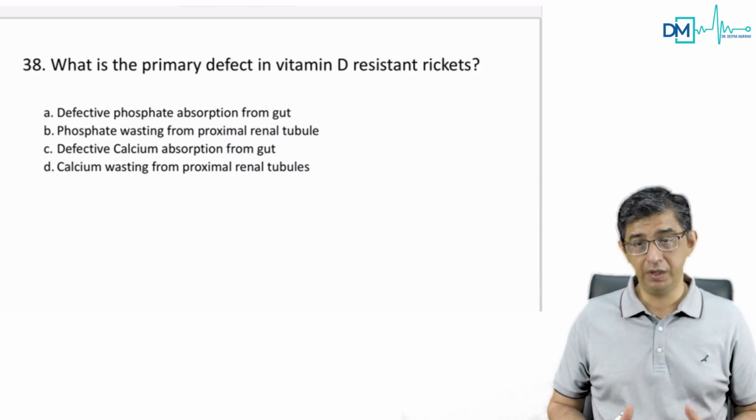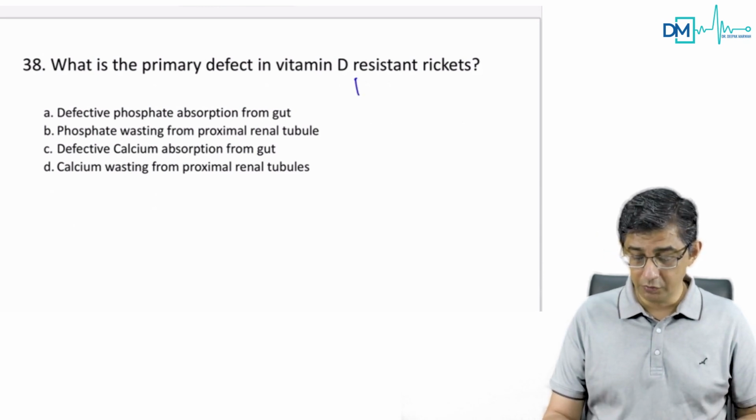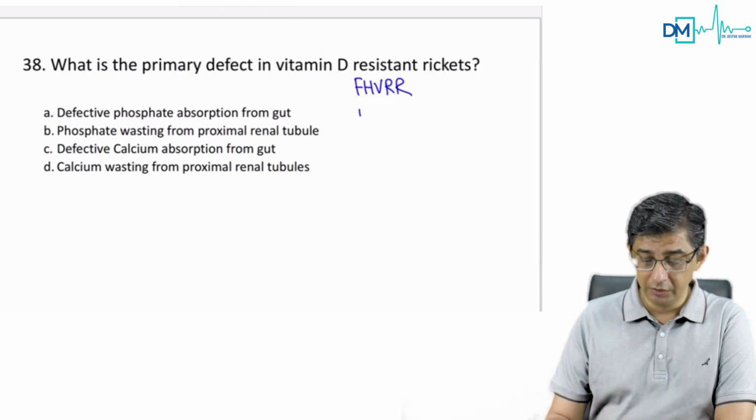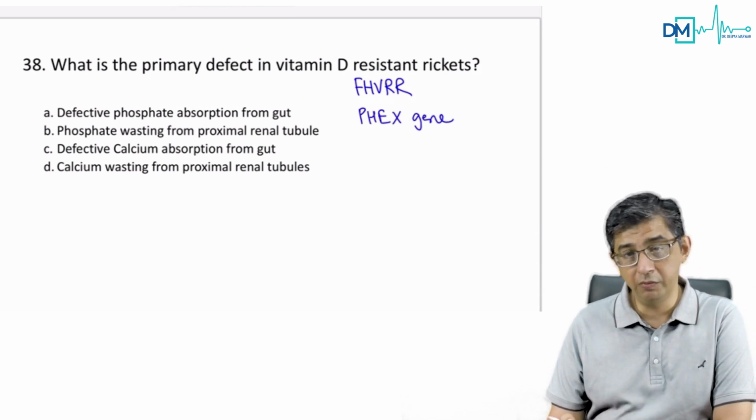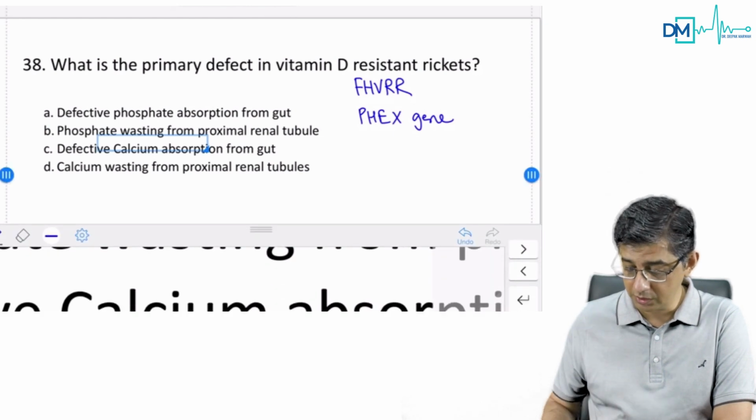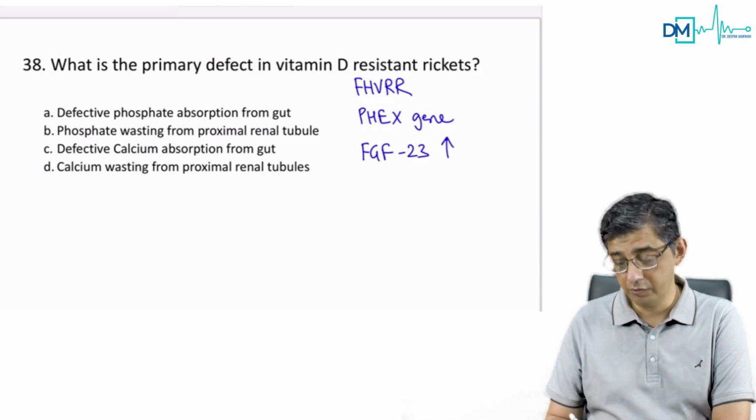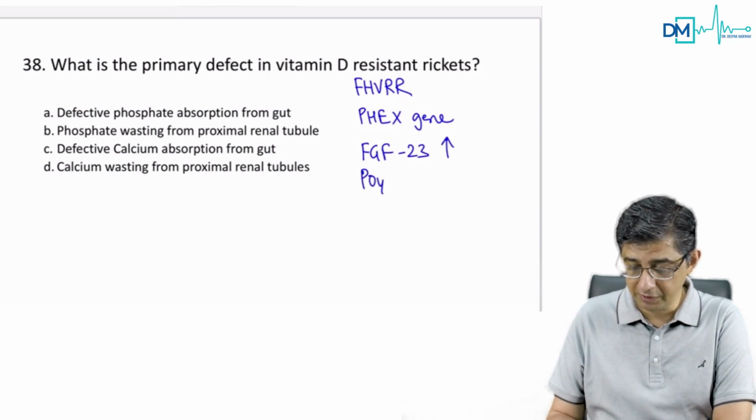Coming to the next question, this is pediatrics slash medicine. What is the primary defect in vitamin D resistant rickets? So we are talking about FHVRR here, familial hypophosphatemic vitamin D resistant rickets. There is a defective gene here which is called the PHEX gene. Now the problem with this PHEX gene is that it causes overactivity of this molecule, that is FGF23, and FGF23 causes phosphate wasting.